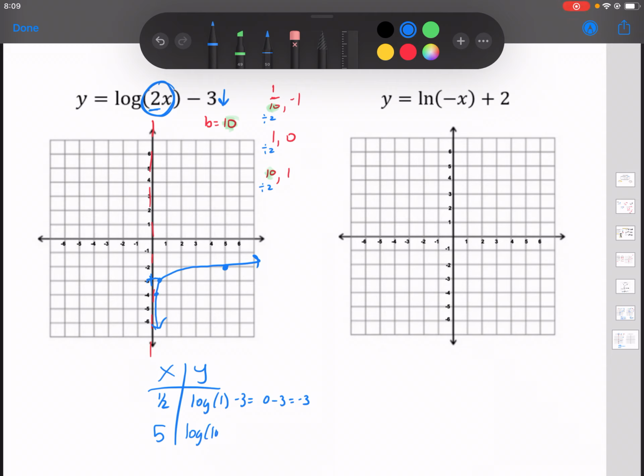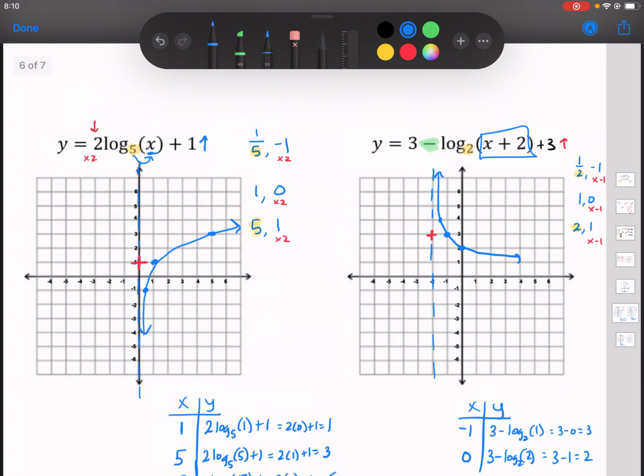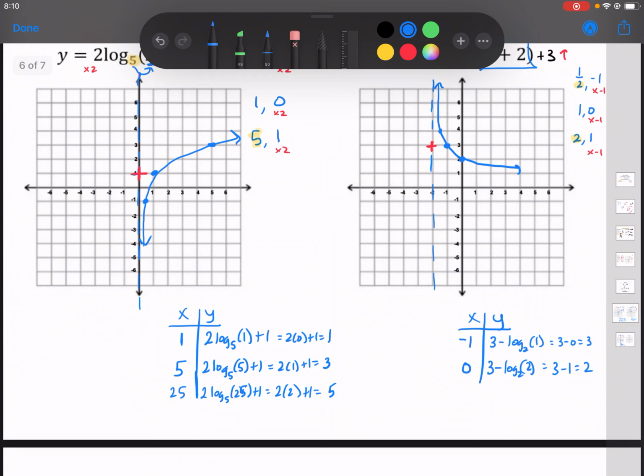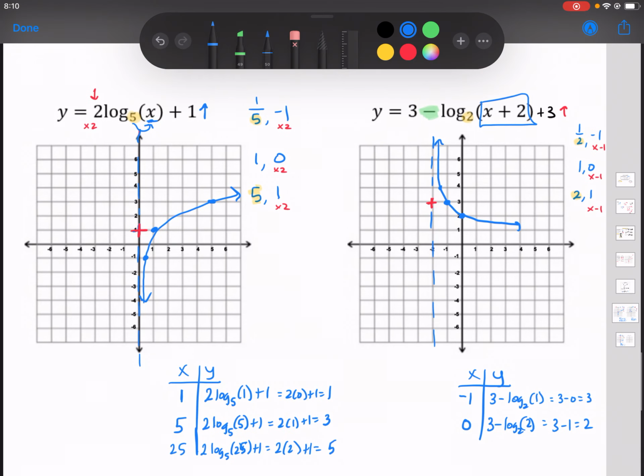So I'd have log of 10 minus 3, which is 1 minus 3, or negative 2. So 5, negative 2 would be another coordinate. So that's a way I could use the table, or I could just type it in. And I should have mentioned before, you don't have to do it this problem solving way I did. You could just plug things in. Just remember you're going to have to use the change of base formula, and you'll get decimals.